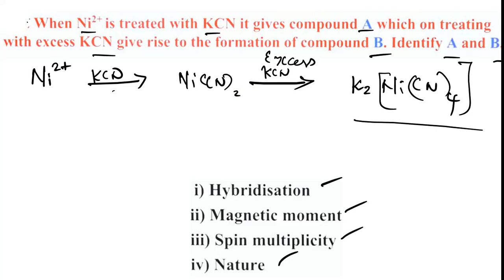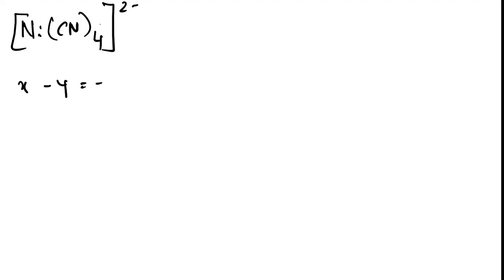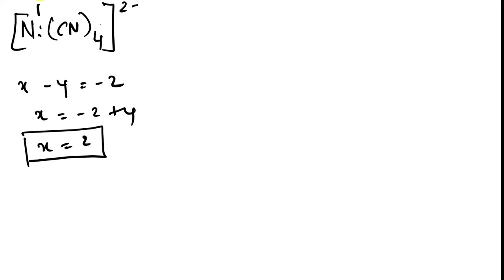Right? So let us work it out. Now, listen here. [Ni(CN)4]2-, so this is a complex. So the oxidation state is x minus 4, that is equal to minus 2. x is equal to minus 2 plus 4, x is equal to 2. So the oxidation state of nickel is plus 2.